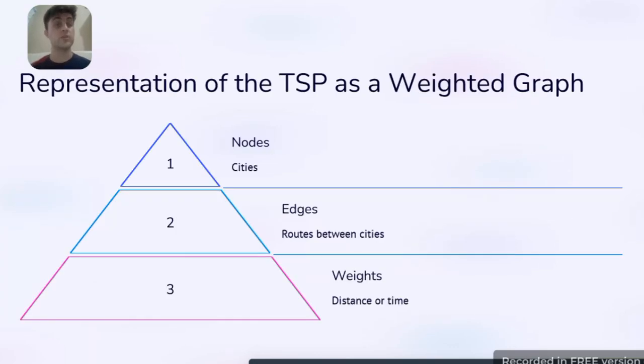Okay, representation of TSP as a weighted graph. So first, we have nodes as cities, edges as routes in between cities, and weights as distance or time.